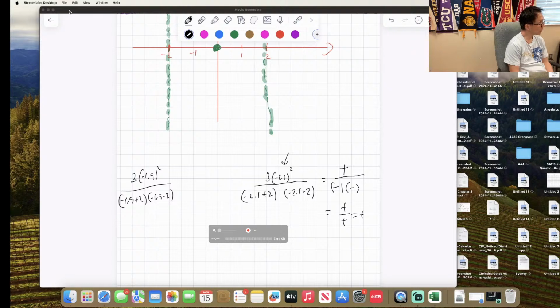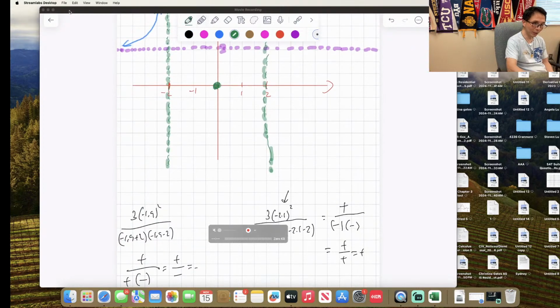What do you think? Is it positive or negative? The top is positive. The bottom is positive times negative, right? So it's going to be positive over negative, so it's negative, right? So we know that this side is going to go toward the negative version of this graph.